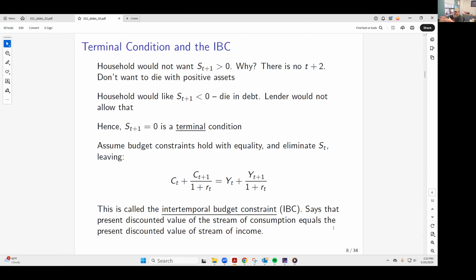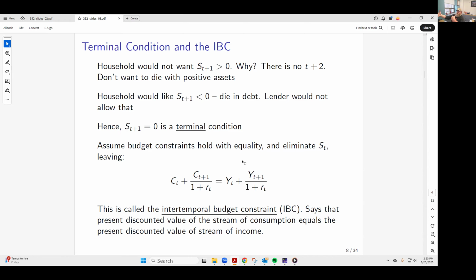Now, it's important to point out that when we talk about consumption in the future time period, when we talk about income in the future time period, we want to discount that back to the present. So you'll notice here that we say, let's look at the right side of this intertemporal budget constraint. We say that the consumption in time period T plus the discounted value of consumption in time period T plus 1 is going to be equal to the income in time period T plus the discounted value of the income I receive in time period T plus 1.